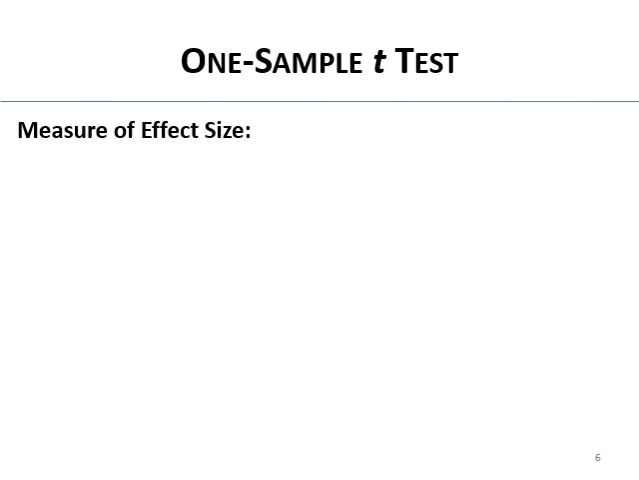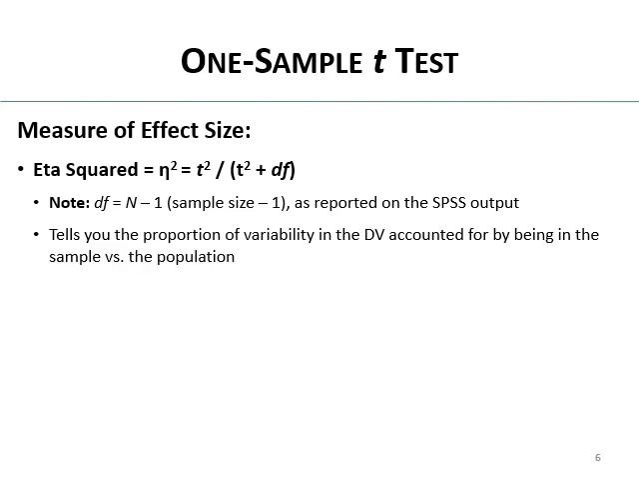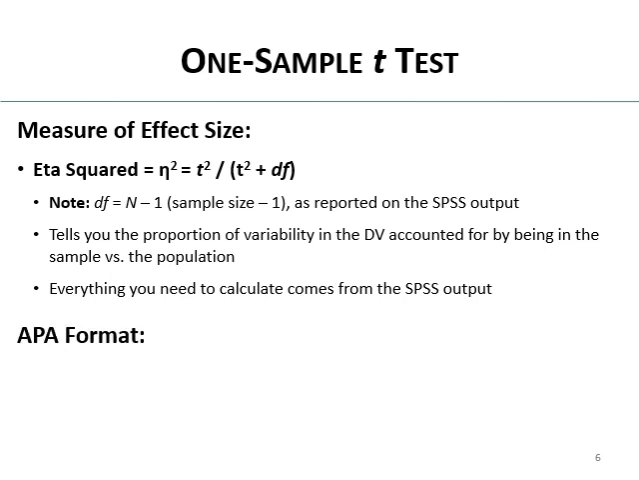So the measure of effect size for one sample t-test, remember this is your meaningfulness, is eta squared, little n-looking thing squared. And you calculate it using stuff that comes from the formula t squared divided by the sum of t squared plus the degrees of freedom. The degrees of freedom is sample size minus 1. It's on the output. What's it tell you? Well, it tells you the proportion of variability in the DV that's accounted for by being in the sample instead of being in the population, because the IV is a little weird here, right? What's the IV in a one sample t? Well, it's being in the sample, not the population. So it's a little weird here. Everything you need comes straight from the SPSS output.